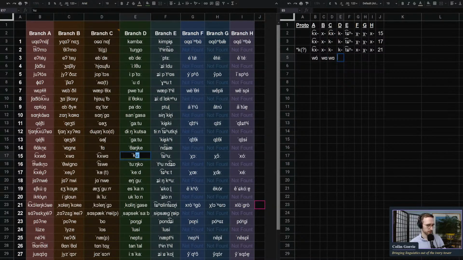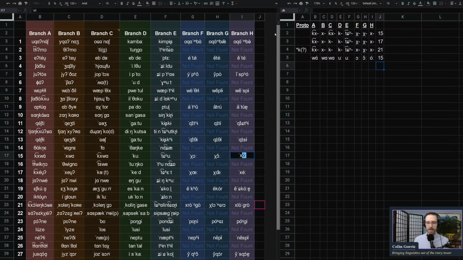Ooh. So we have this diphthong corresponding to a long monophthong in branch D. Actually, in all branches D, E, F, G, and H. Interesting. So we have, and there's also the issue of tone, but let's try and do one thing at a time here.